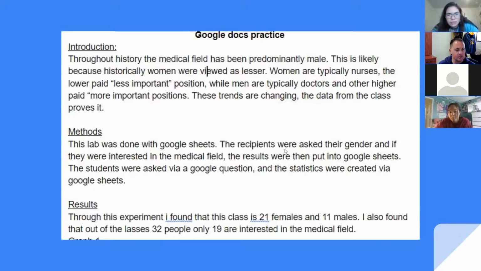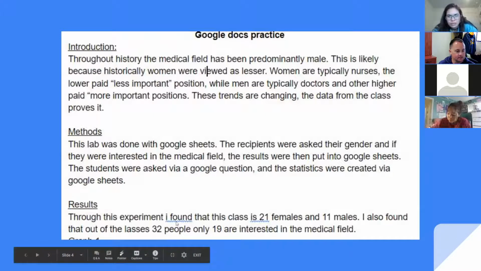Okay. So here we go. Those are the errors. The other thing, simple grammar here, right? I needs to be capitalized. When you're writing in a lab, you never say I. Obviously, it was you because this is your lab. So throughout this experiment, it was determined that the class is made up of 21 females and 11 males. So you never need to say I or any personal pronoun when you're writing in a lab.